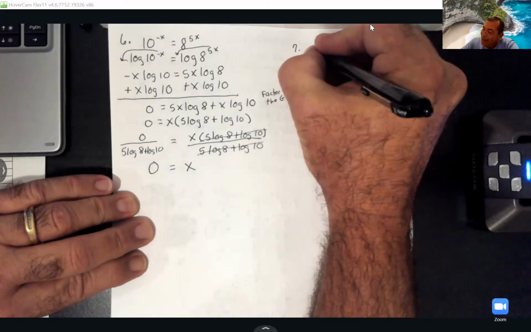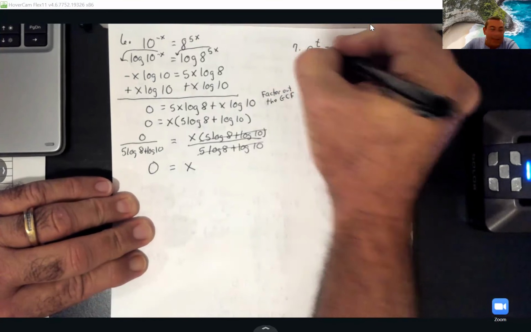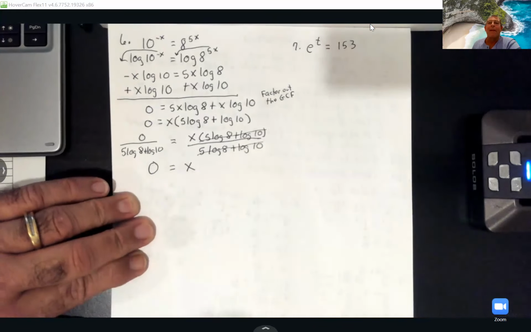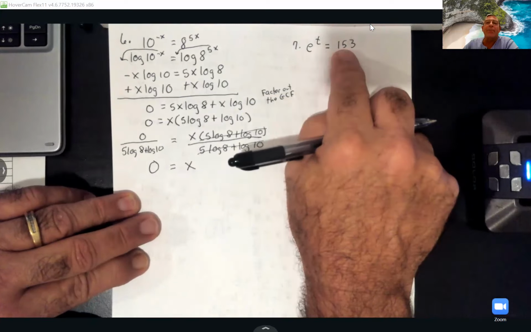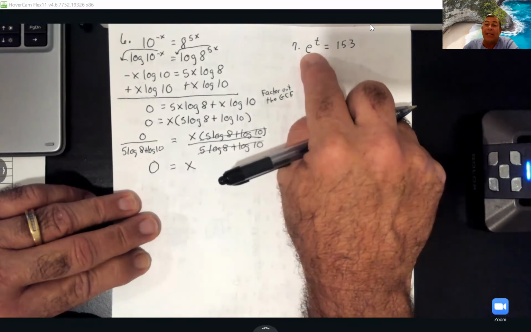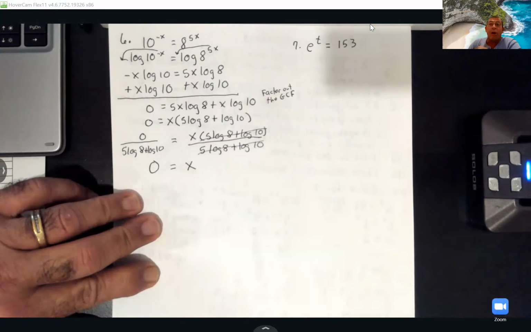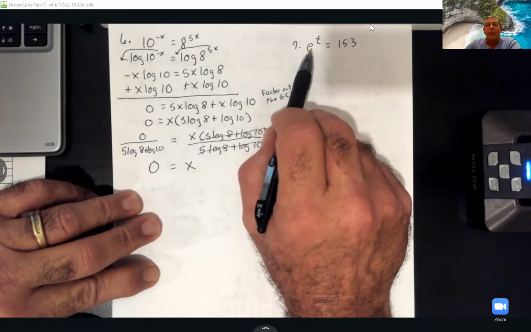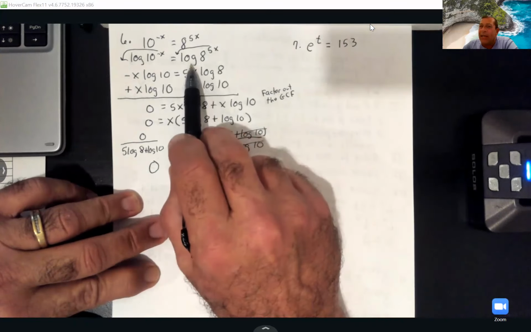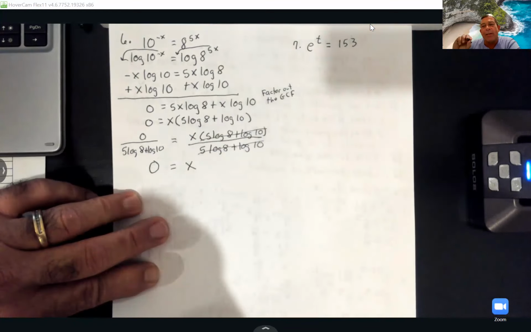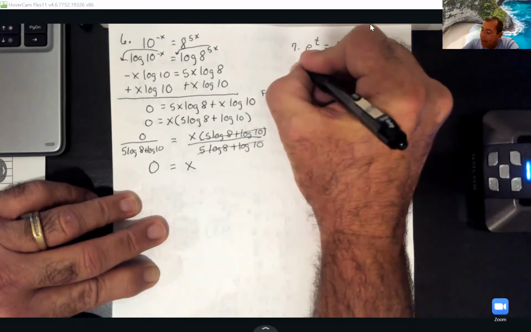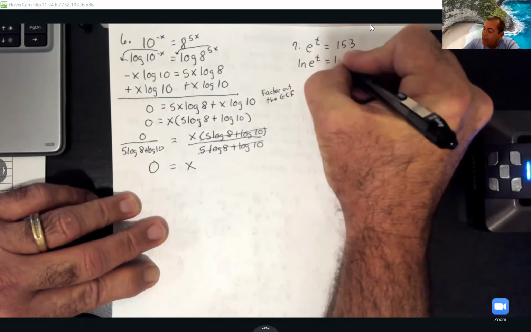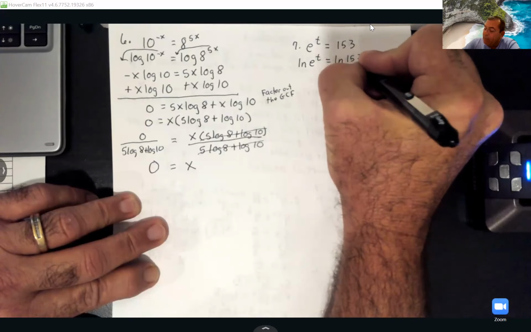All right, watch this. e to the t equals 153. Now, I'm not even attempting to try to rewrite 153 using the e. That's probably impossible. So I need to solve this for that t. Since I got an e here, I'm not going to take logs of both sides. I'm going to take an ln of both sides. I'm going to do the ln of e to the t. That's going to equal the ln of 153.